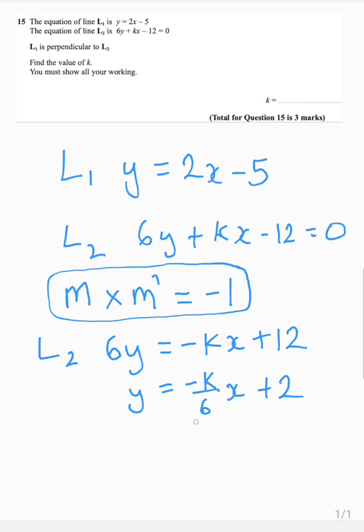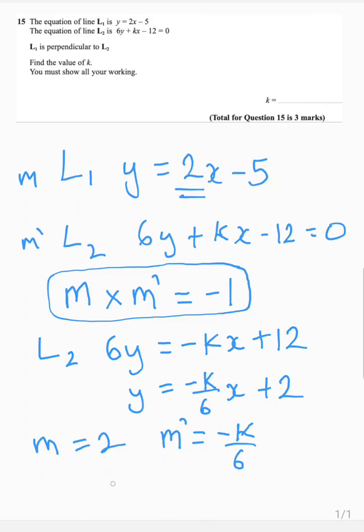Now we've got it in the form y equals mx plus c, so the coefficient of x is the gradient, and the gradient of this one is minus k over 6. The gradient of L1 is simply 2. It's in the right format, so m is 2, and then m dash for L2 is minus k over 6.